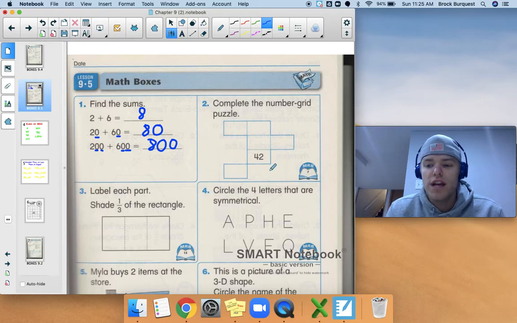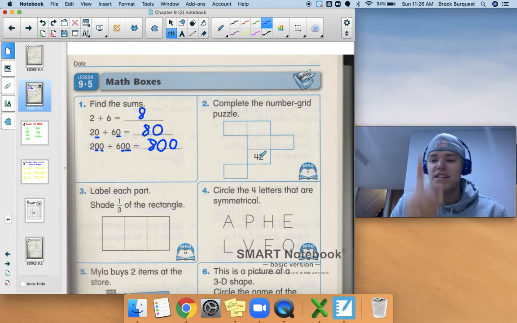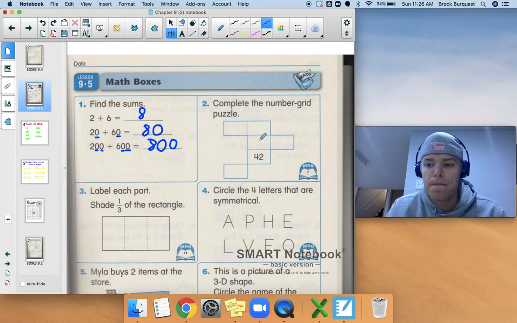All right, friends, we're going to complete this number grid puzzle. Now, I told you last time, remember, not to try to start here or here. We want to start with a box that connects. Okay? So 42, remember we go up and down? That means the 10's place stays the same. So what number do you think would go right here? Write that number down. Okay, and I'll talk you through it.